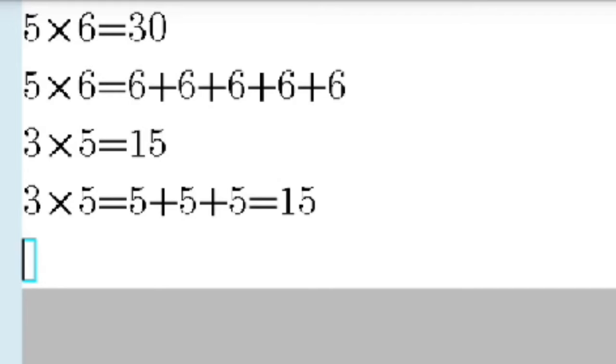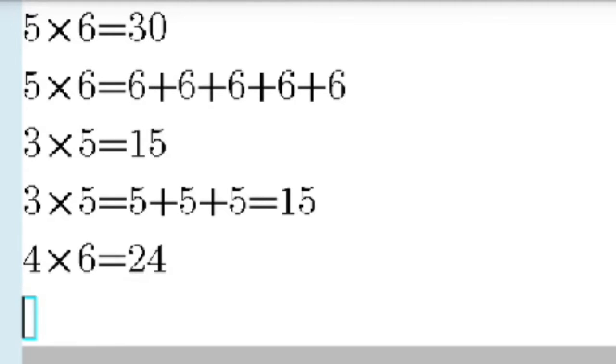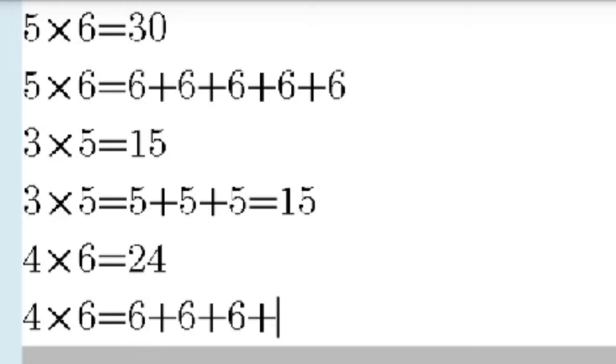Let me show other examples. 4 times 6. You have 4 times 6, so this is equal to 24. And with our explanation, multiplication is nothing but just a repeated addition. This is 4 times 6 equals 6 plus 6 plus 6 plus 6, which is 24.